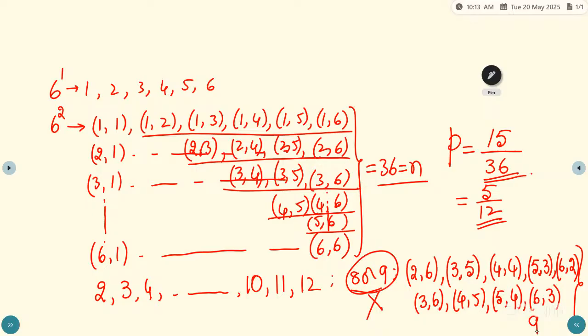Favorable events are neither 8 nor 9. It occurs 36 minus 9 times. So what is the required probability?